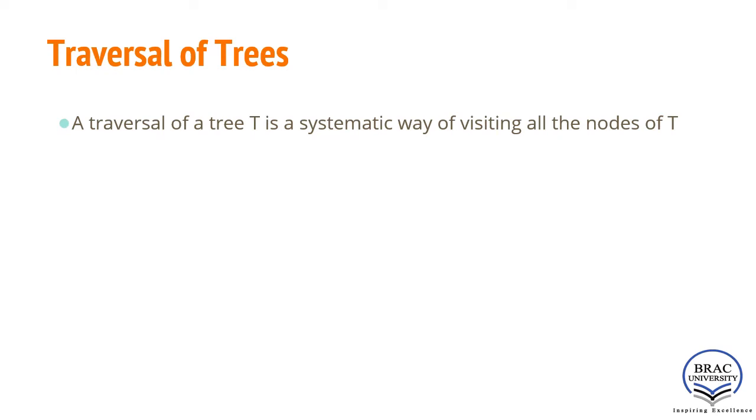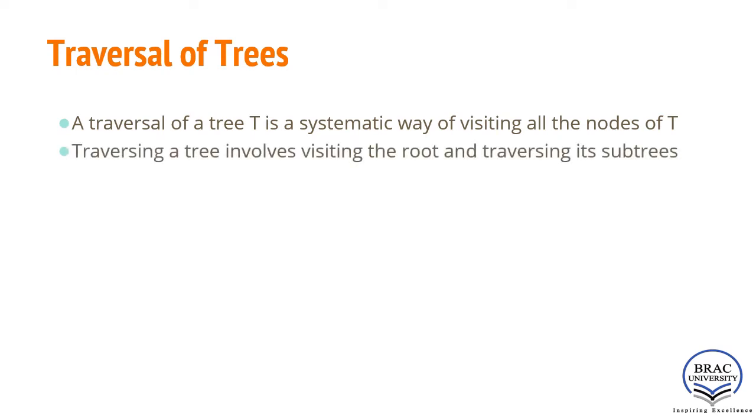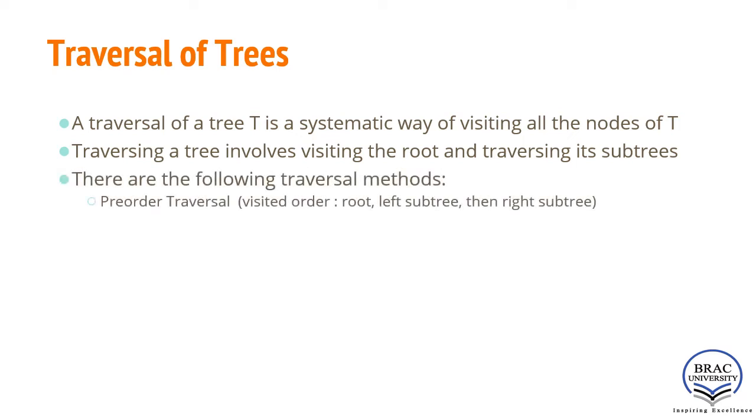Traversing the tree involves visiting the root and traversing its subtrees. So there can be different types of traversal methods. First one is pre-order traversal. Pre-order traversal means at first you need to visit the root, then the left subtree, and after that the right subtree. So pre-order traversal can also be called root, left, right. So pre-order means root left right.